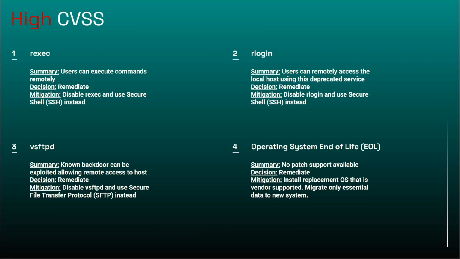Number 4 is an operating system identified on the Metasploitable web server being end of life. End of life means that there is no patch support available. This means that any vulnerability that is current to today would be a 0 day for this specific operating system. Recommendation is to remediate. Install and replace the OS with a vendor-supported OS. Additionally, migrate only essential data to the new system that is crucial to business operations.